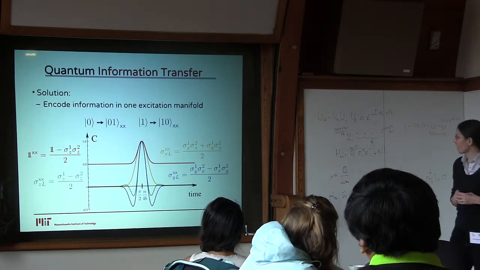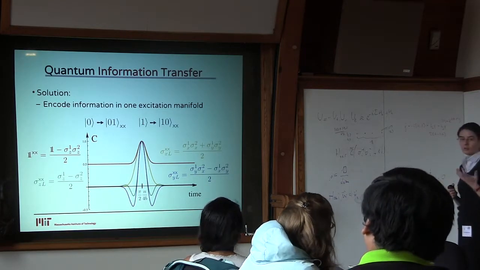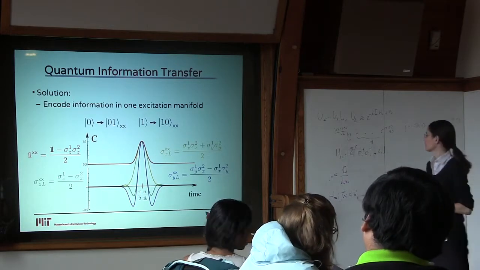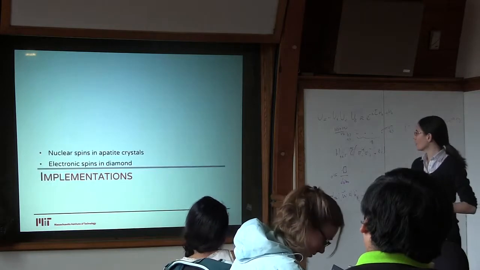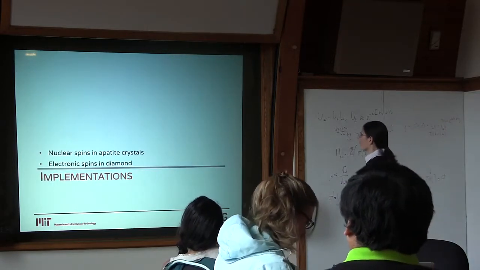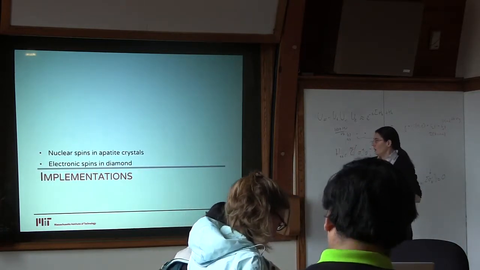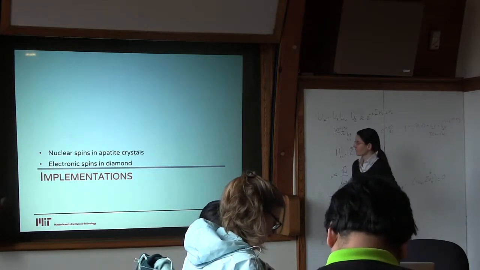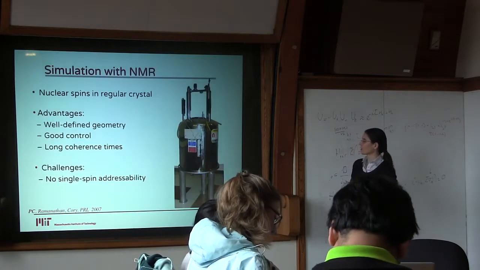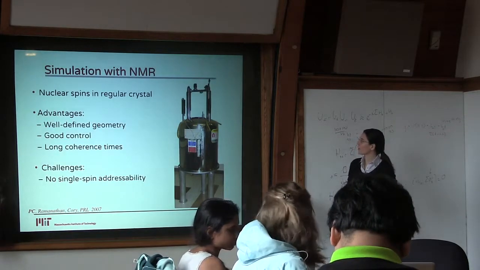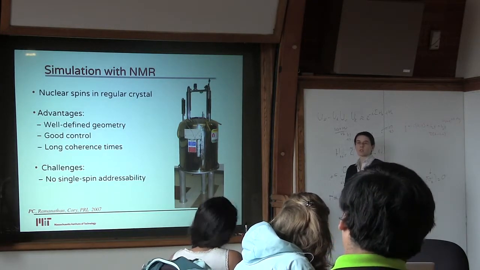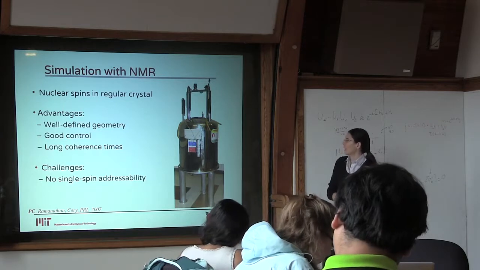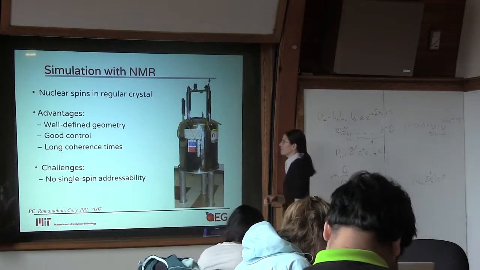Okay, so these are some of the ideas about how to implement information transfer. I think I'm almost running out of time, so I want to talk a little bit about possible implementations. The first type of implementation, which we have actually been working on in my lab, is to try to simulate these ideas using nuclear magnetic resonance. And this has some advantages.